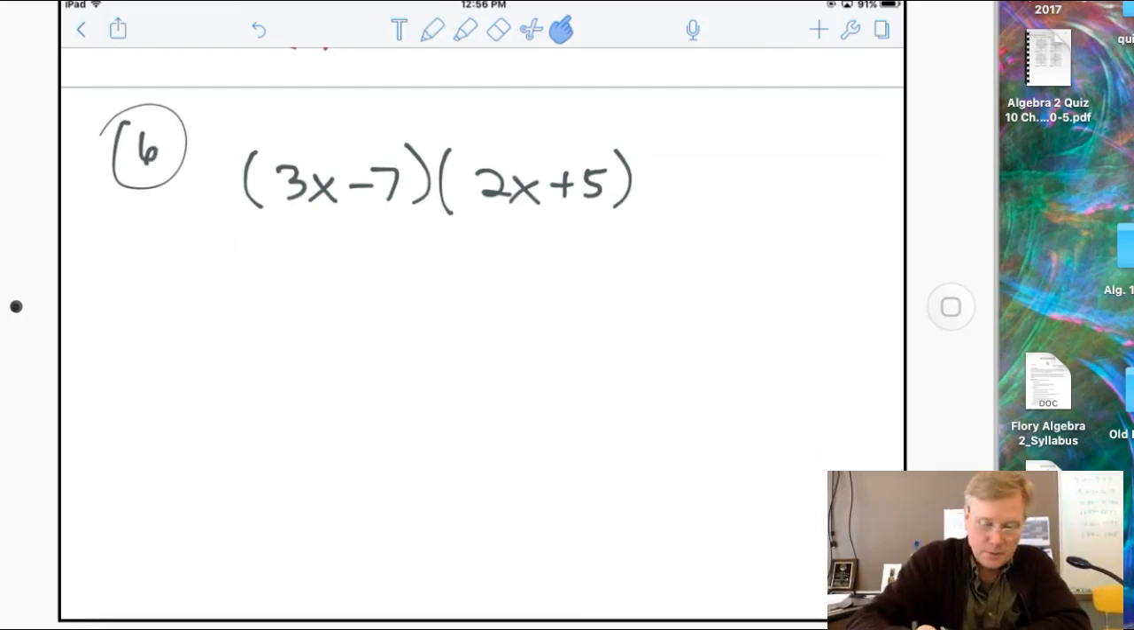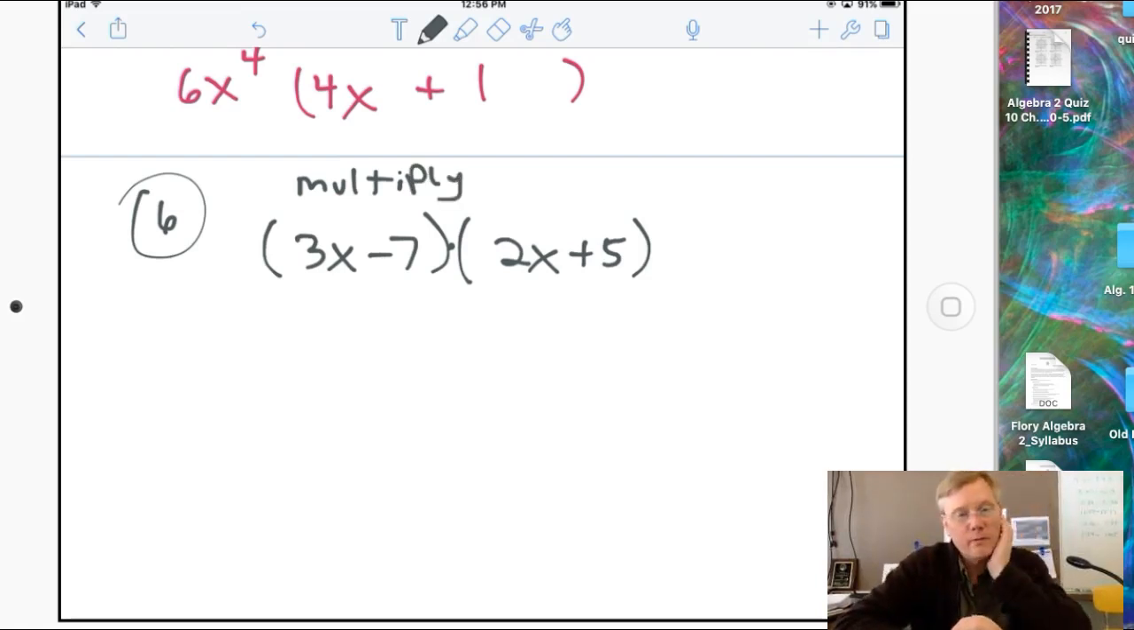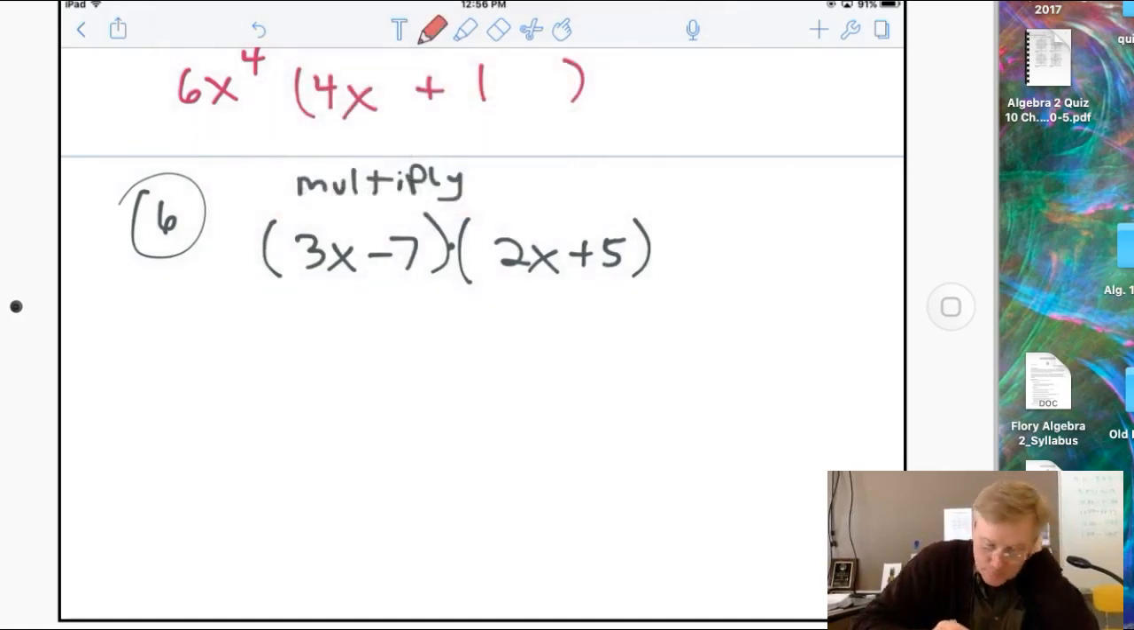3x minus 7 times 2x plus 5. This is a multiplication problem. Sometimes it should say it, but there is implied multiplication in between the two parentheses. And this is where you should multiply by FOIL or box technique, whichever you prefer. And any time on a quiz or a test where it says do it by FOIL, you should feel free to do it either way. All right, we'll do it by box if you prefer.